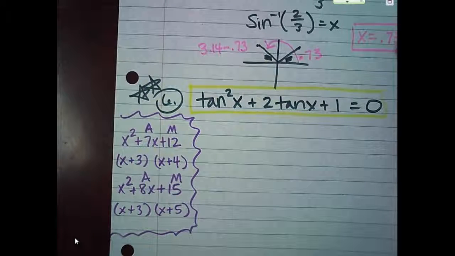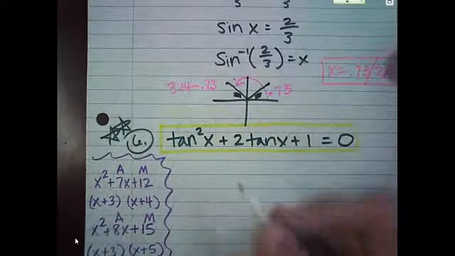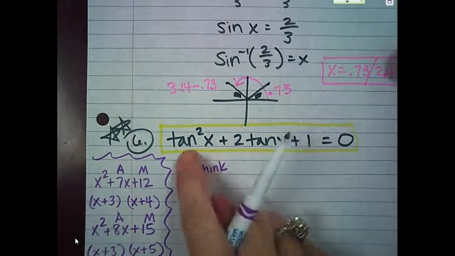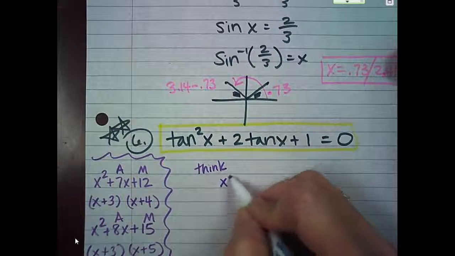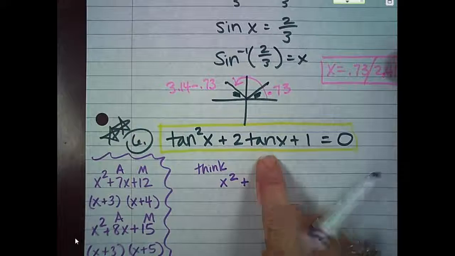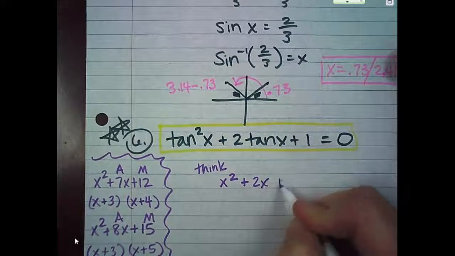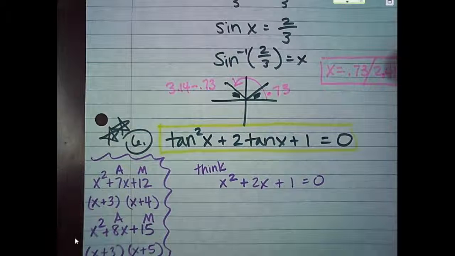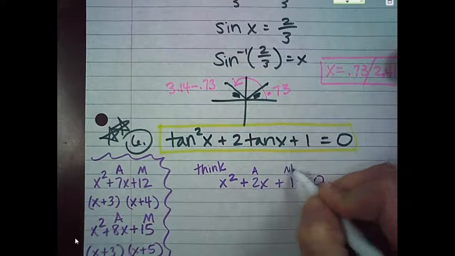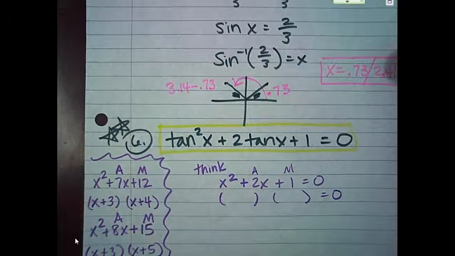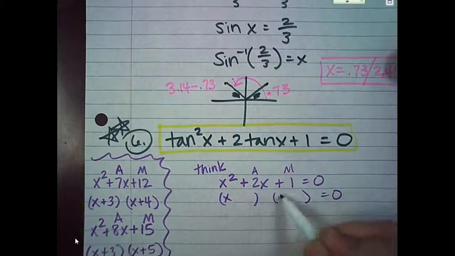Okay. So what you're going to do when you see these problems is you're going to think that we're going to make it easy. We're going to ignore the tangents. We're just going to say, okay, what if I just had x squared plus, how many tangents do we have here? 2 plus 1. What if I just had that? That's a lot easier, isn't it? Factor that for me. Add to give me 2, multiply to give me 1. What goes here? X and x.